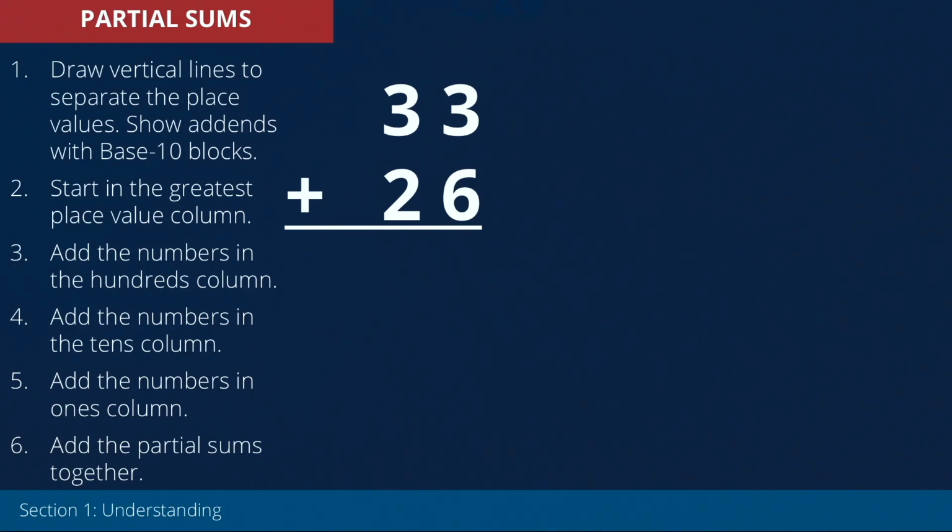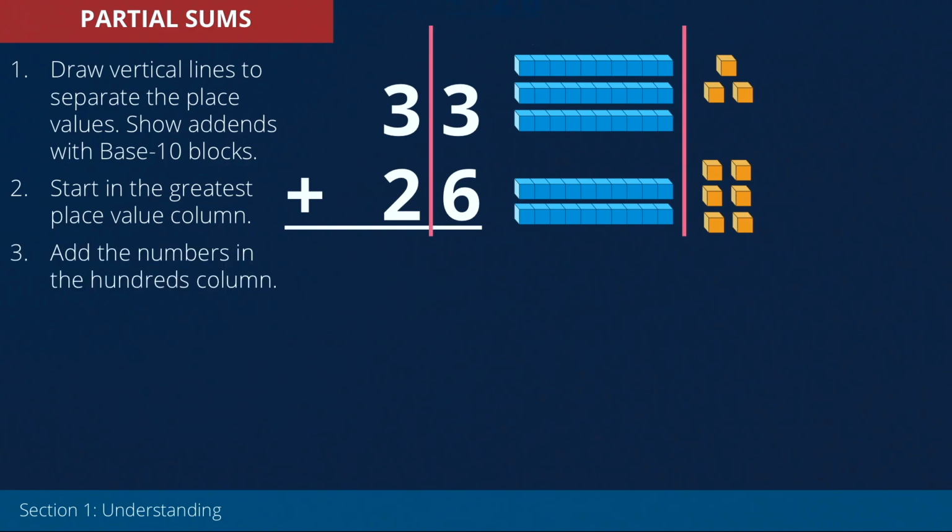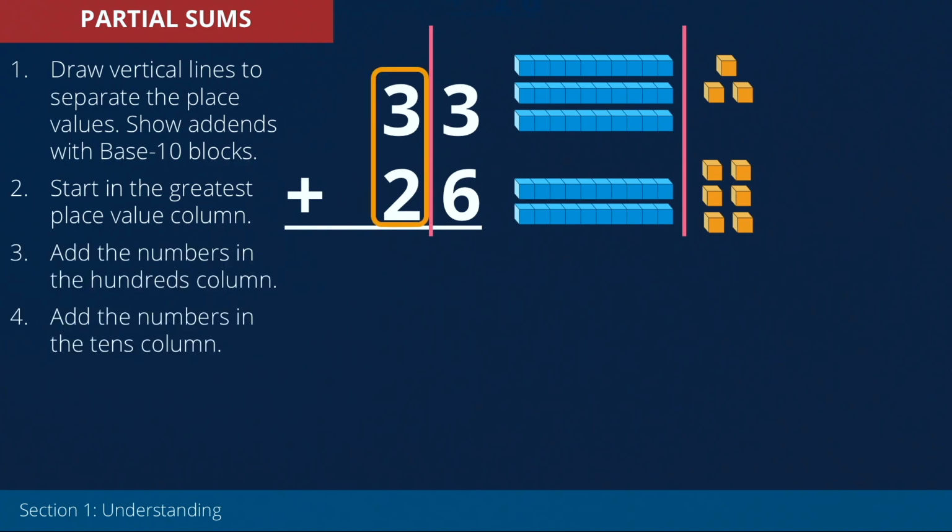So the first thing we're going to do is draw those vertical lines to separate the place values. And then we're going to show each addend with base 10 blocks. I showed 33 with 3 10s and 3 1s, and 26 with 2 10s and 6 1s. We're going to start in the greatest place value column. In some problems that might be the hundreds place, but not in this problem, it's in the tens place.